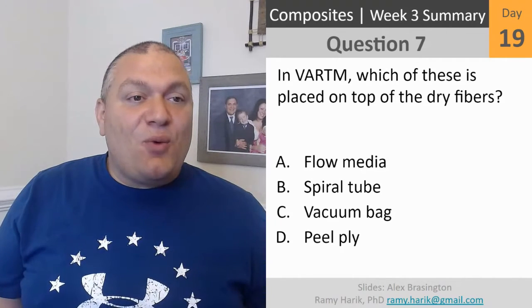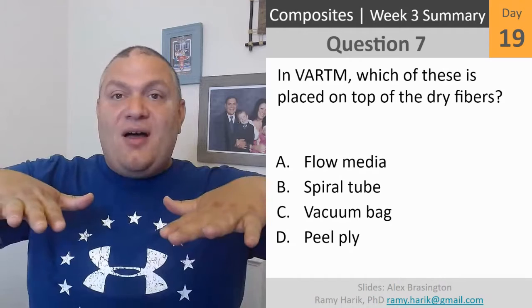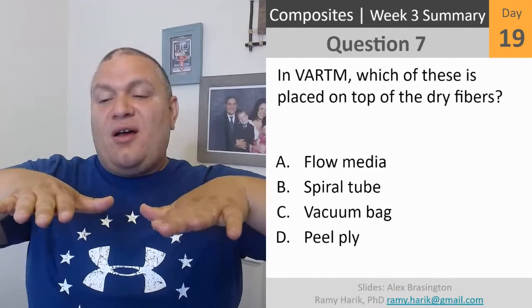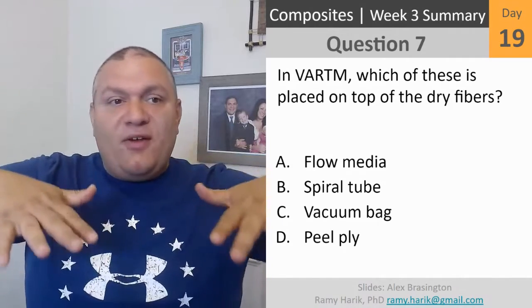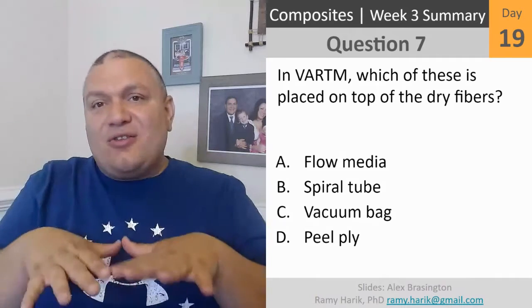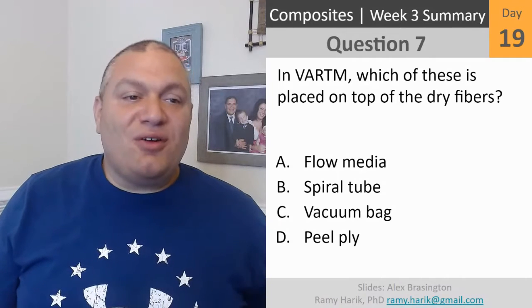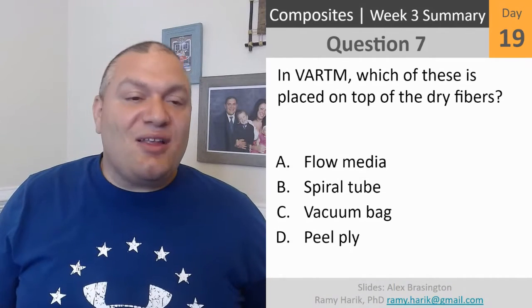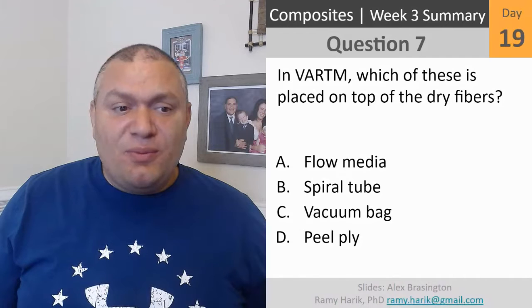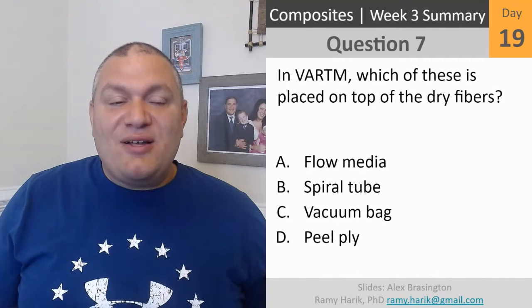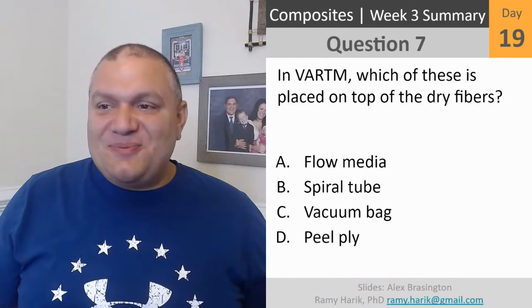All right. Question 7, in vacuum assisted resin transfer molding, so VARTM. Remember, in VARTM, you put your material, you put your fabric, you put something on top of it. So this is what we're asking: what is this thing on top of it? And then we cover all the way, and then we have these inlets and outlets in order to do the infusion. So what is the thing that we put on top of the fiber? Is it the flow media? Is it the spiral tube? Is it the vacuum bag? Or is it the peel ply? So what do you think it is?